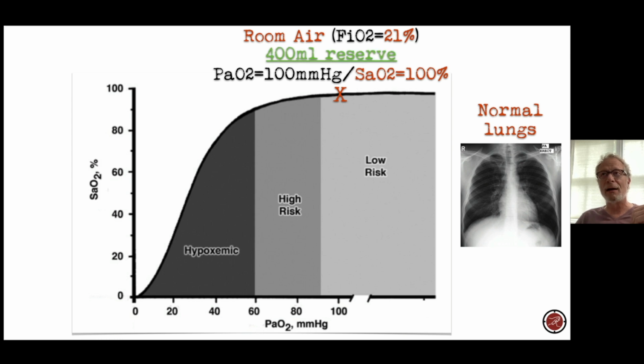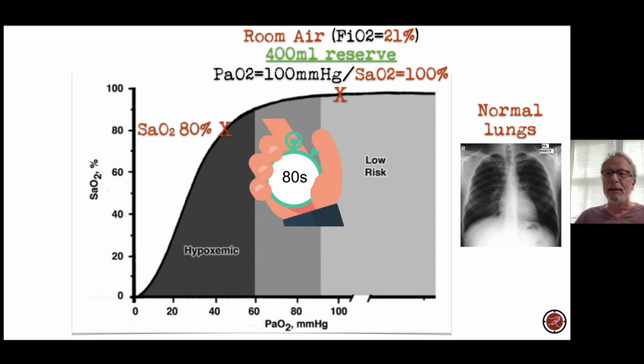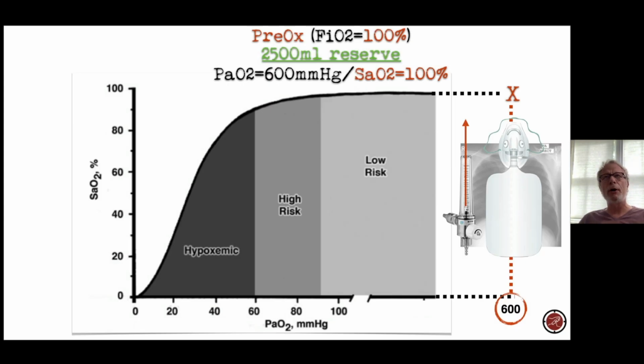How quickly do they desat when we do an RSI in somebody that hasn't been pre-oxygenated? As I said, you'll drop to what we call critical desaturation, under 80%, in about 80 seconds with normal lungs if you haven't filled that reserve. So our purpose of pre-oxygenation is to denitrogenate the lungs, to take that 400 mils and turn it into 2,500 mils.